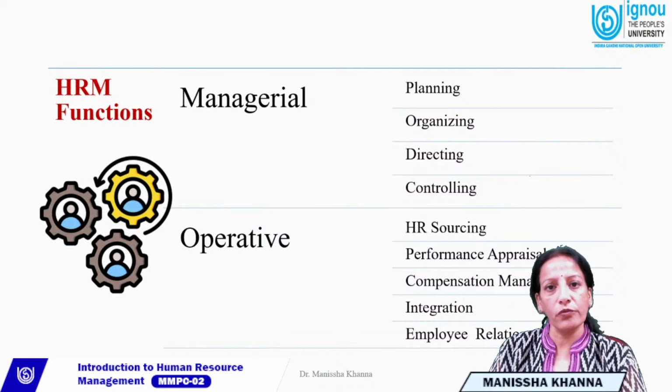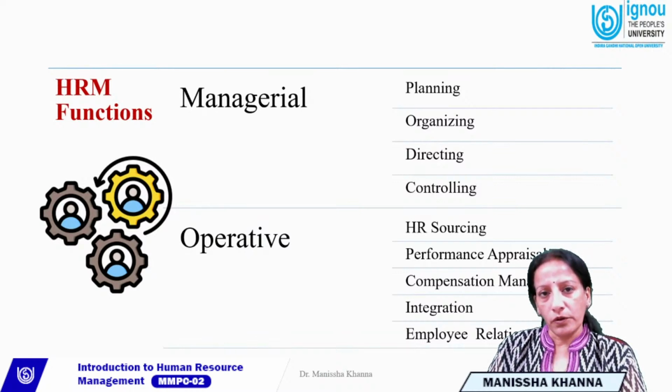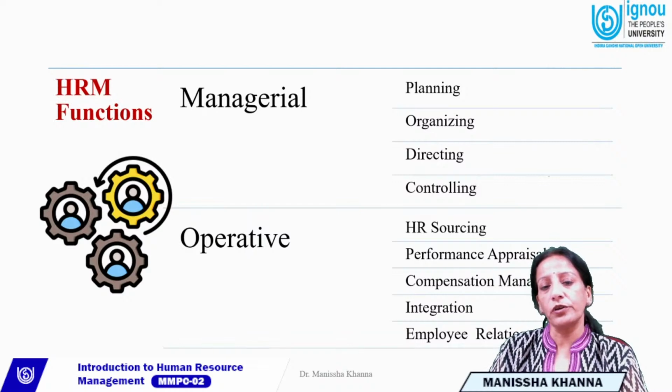Organizing is all about how we are organizing the human resources. The staffing function is how the resources are aligned with the organizational objectives. Directing is all about leadership, the supervisor-subordinate relationship. Controlling is all about auditing HR, which can be done through HRM audits, to control as per the policies and procedures of an organization.